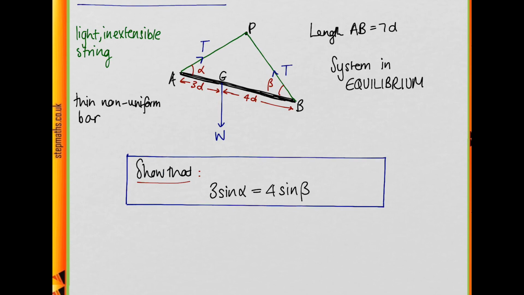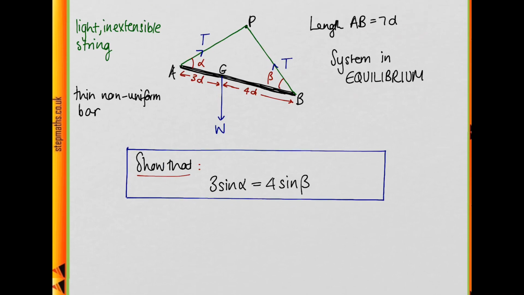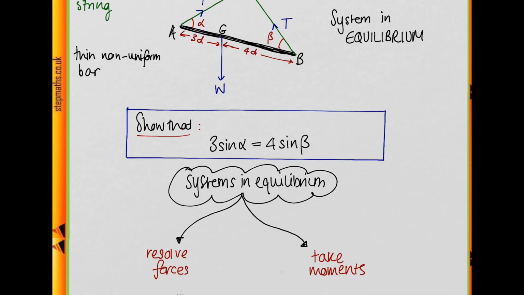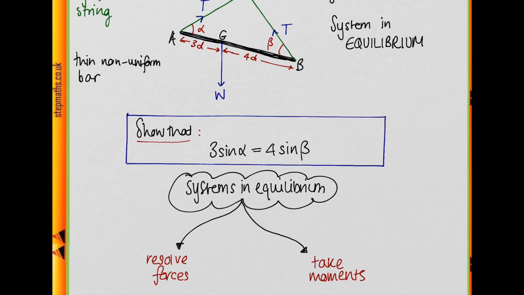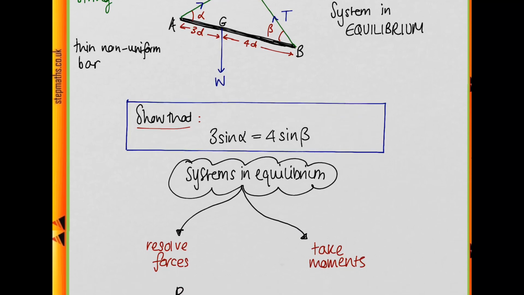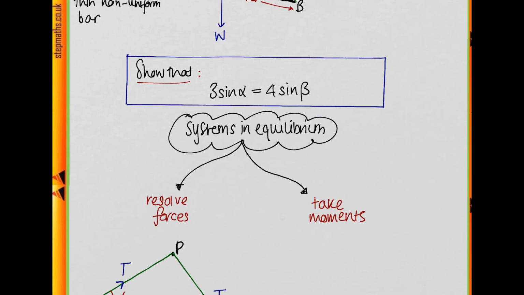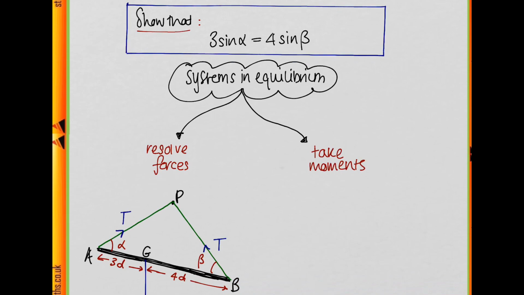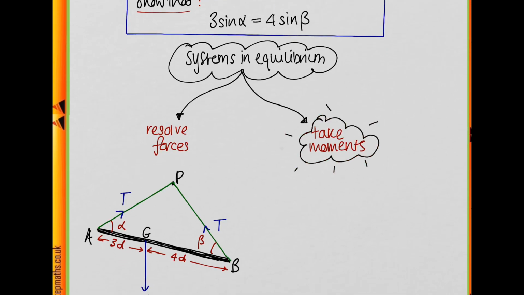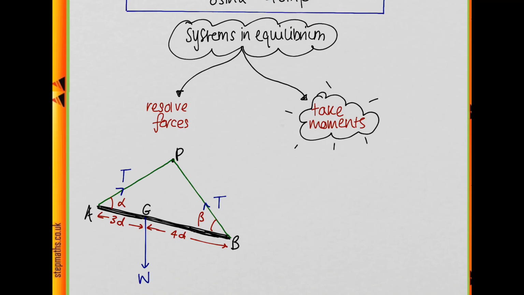So first thing to do with systems in equilibrium is consider two things. There are two things that we should consider doing. That is, resolve forces or take moments. So in this case, we're trying to show that 3 sine alpha equals 4 sine beta. So what do you think the best thing to do is? Pause this video and have a think yourself. We should take moments in this case.